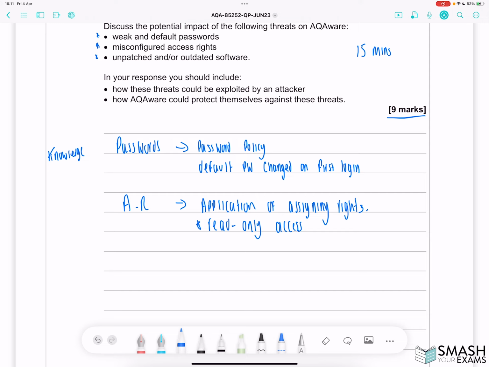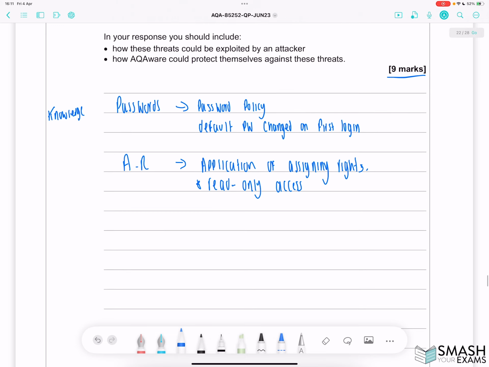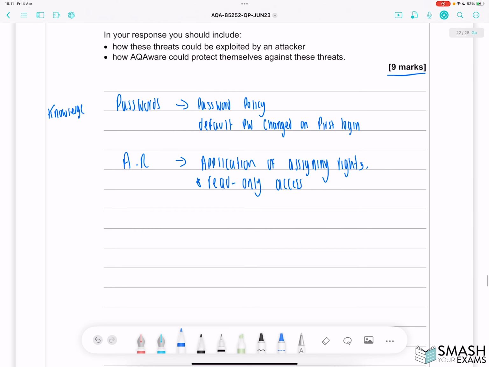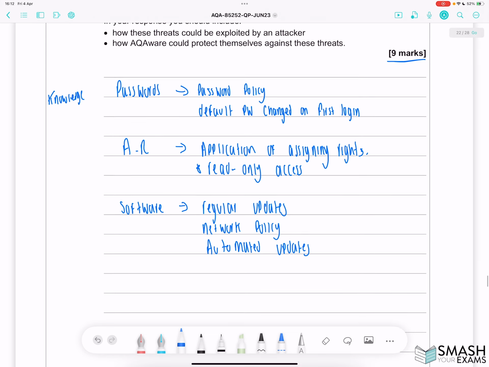How do we deal with unpatched software, outdated software? Well, I suppose the sensible answer there is update it. Yeah. So we could have regular updates. This would be like a network policy kind of thing, wouldn't it? So having regular updates, we could put network policy to enforce that. Could be automated. Put automated updates, etc., so that they can't be forgotten about. Lots of simple common sense answers there, I think.